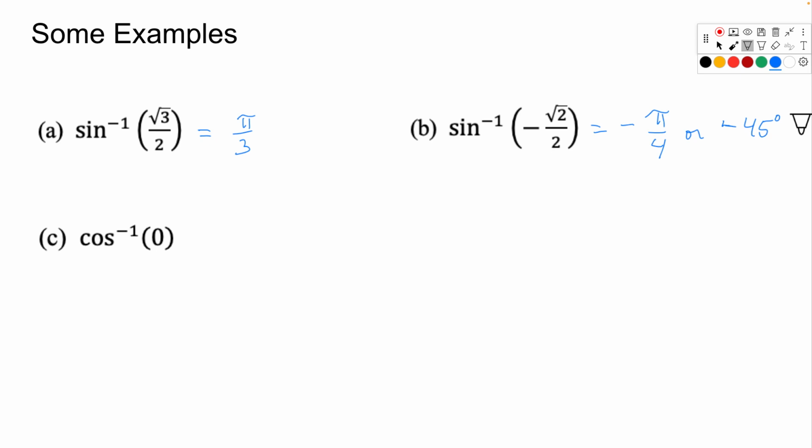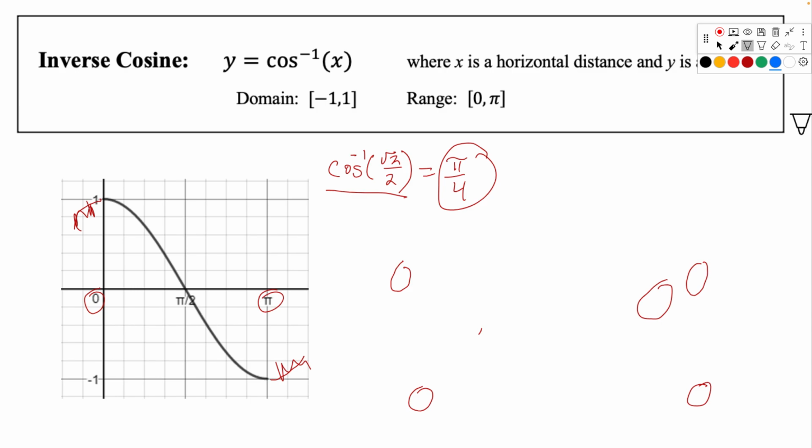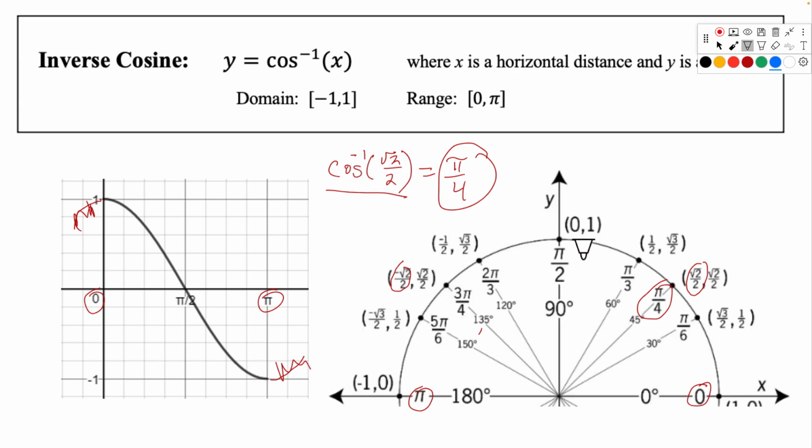Where is cosine equal to 0? It's not at 0. It's not at pi. It's at negative 1. The x-coordinate is 0 at pi over 2, right? And again, we could back up here. Oops, not too far. X is 0 at pi over 2.